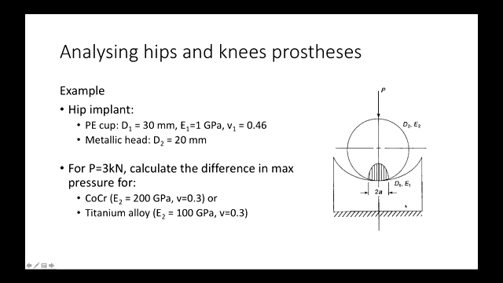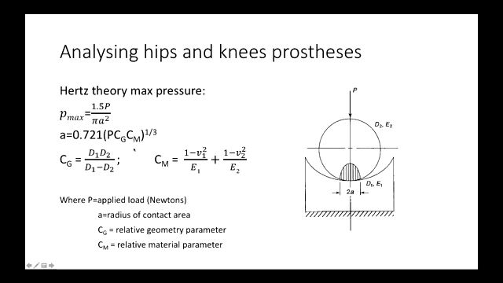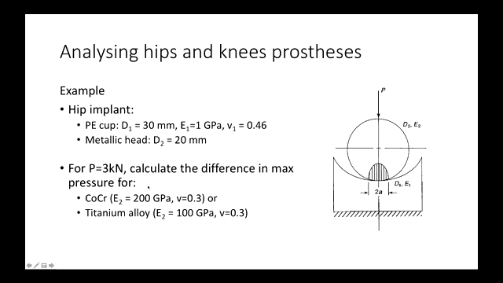So the diameter of the head is smaller than the diameter of the cup. The polyethylene has a modulus of 1 gigapascal, so it's pretty soft. Now, if our load going through our joint was 3 kilonewtons, calculate the difference in the maximum pressure, so this formula, the difference in that maximum pressure for two different materials of our implant.